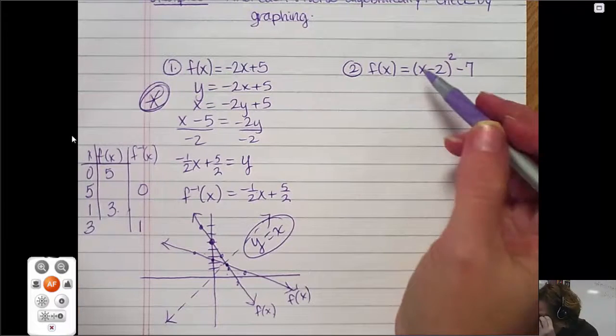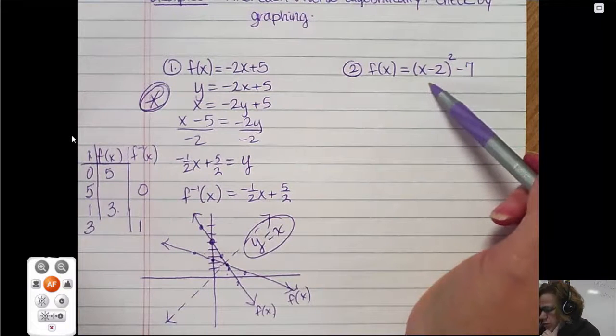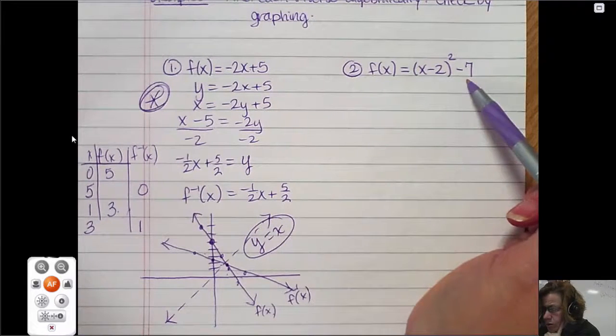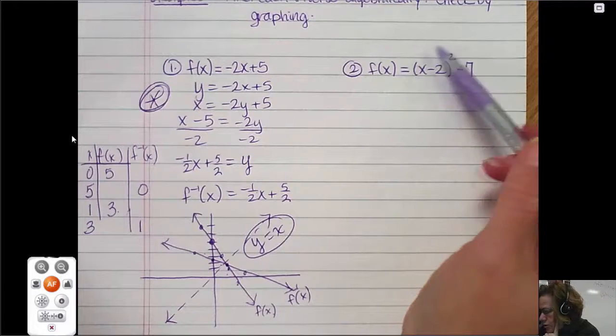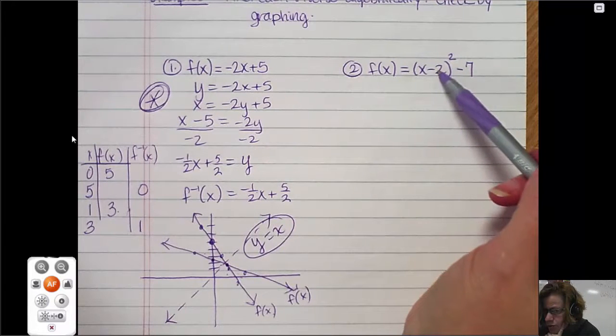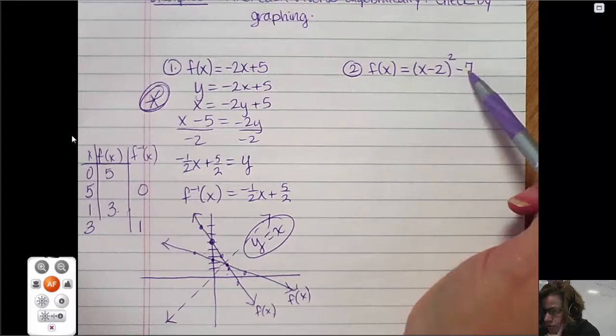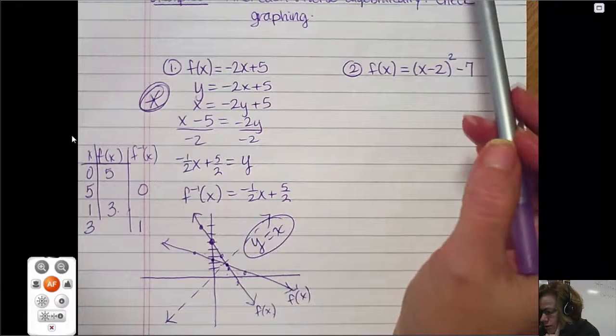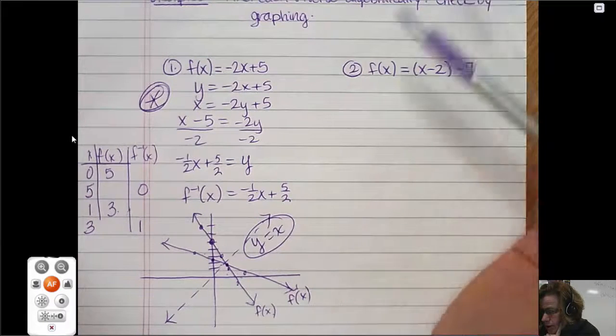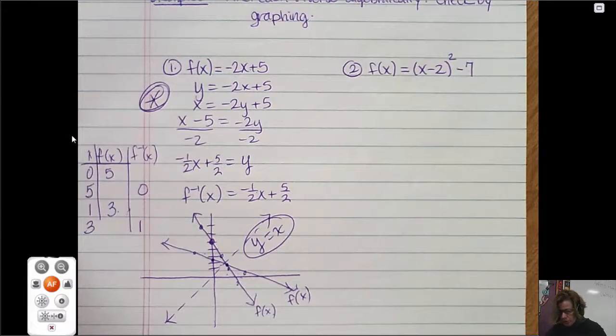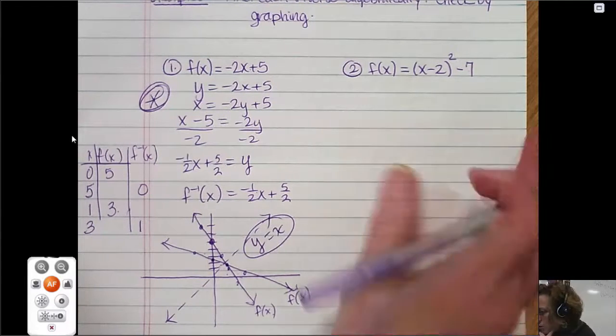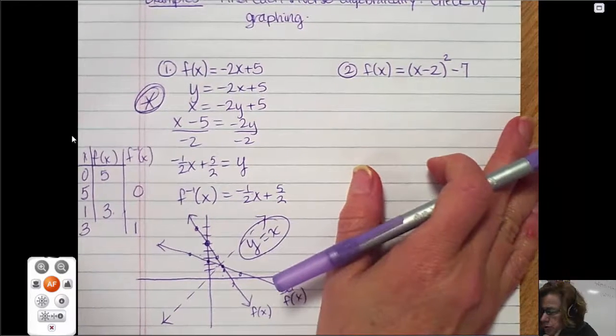Alright, so let's try this one. Here I have f of x equals (x minus 2) squared minus 7. Now right away you should be thinking, uh-oh, this is a parabola that's been shifted right 2 units and down 7 units. So it's not going to have an inverse the way it is. So we'll talk about restricting that domain in a minute, and we'll restrict it from its vertex essentially. But let's practice the algebra of finding an inverse first.